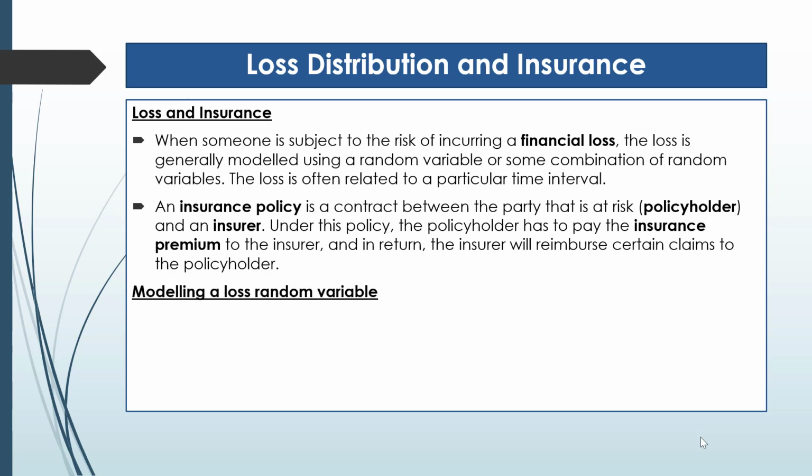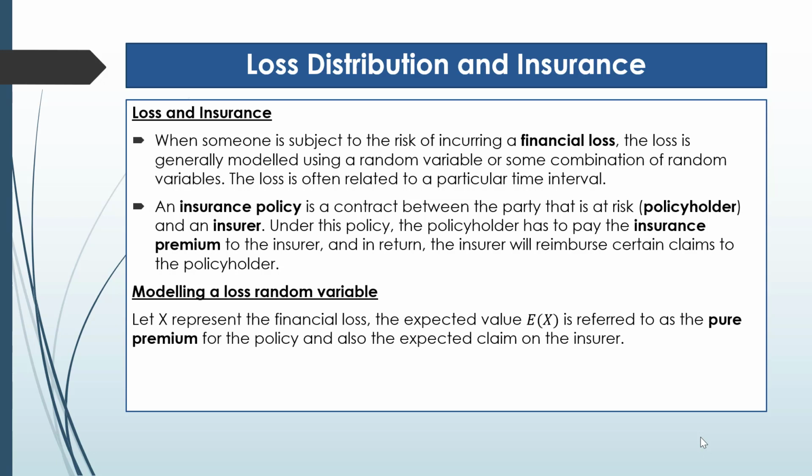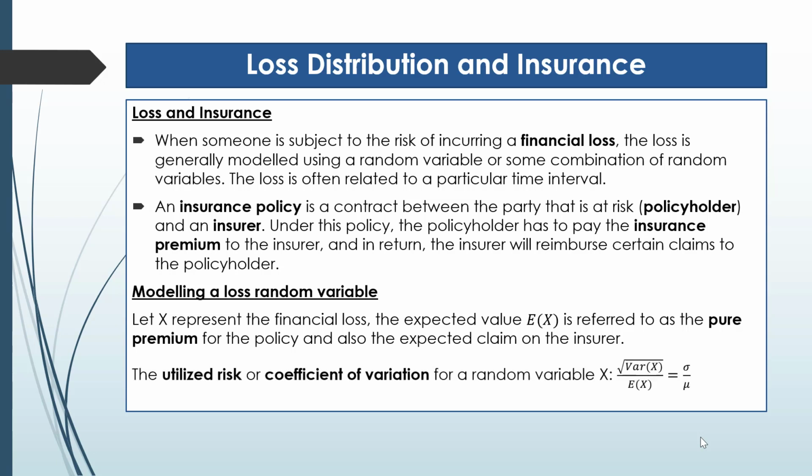Modeling a loss random variable. Let's represent the financial loss. The expected value E[X] is referred to as the pure premium for the policy and also the expected claim to the insurer. The unitized risk or coefficient of variation for a random variable X is the square root of the variance of X over the expected value of X, which is equal to sigma over mu.